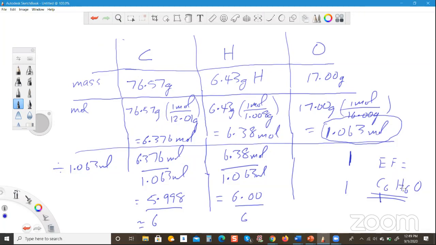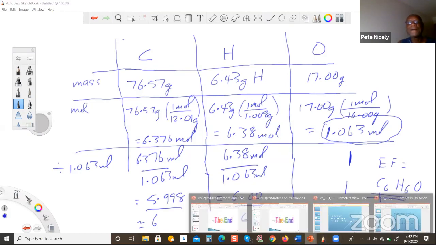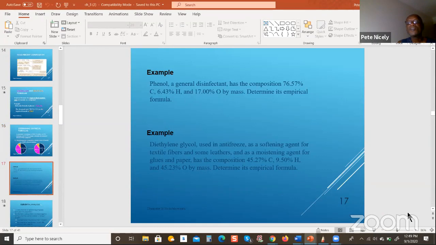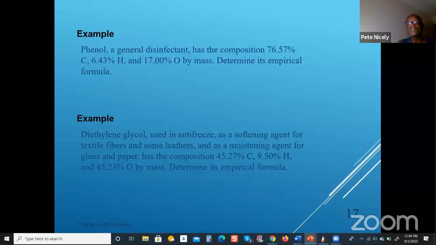Okay, so let's move on now to a third example. Let me go back to the PowerPoint here. So the second example on this page, actually. So in this case, they're dealing with a compound known as diethylene glycol, oftentimes used as an antifreeze.